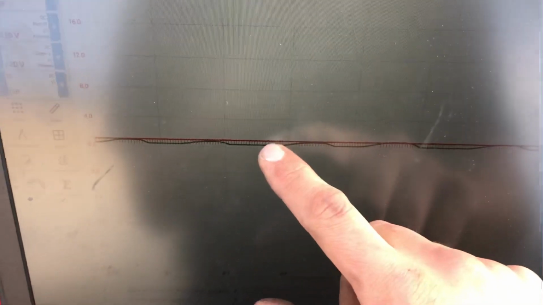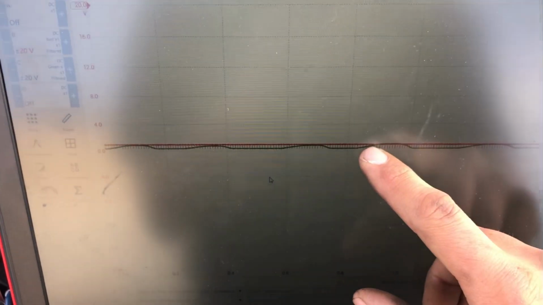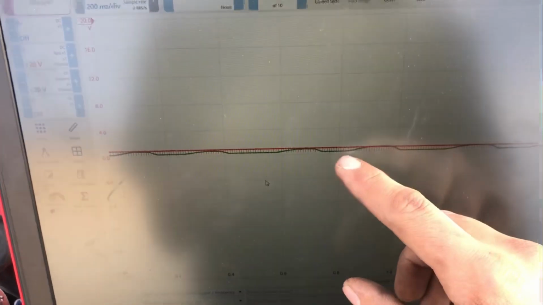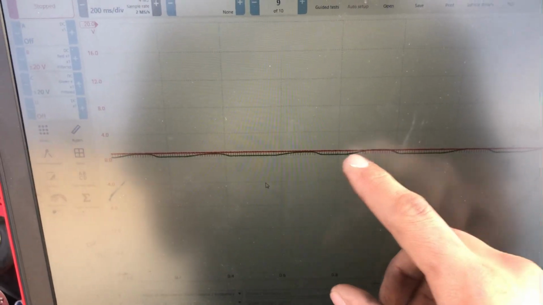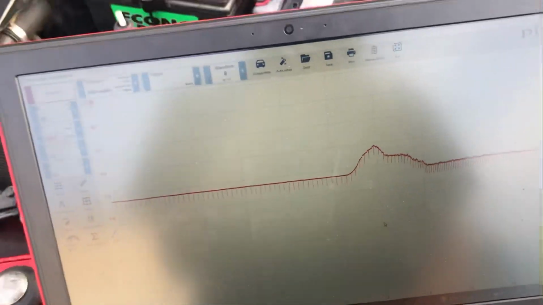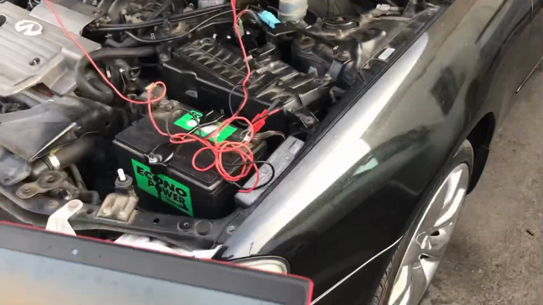So there is my mass airflow in red and my throttle position in green. I would snap my throttle, I'd hear it open. I know it's physically opening, and the sensor would see that it opened as well. And I had zero response from my mass airflow, and now I do. So that's basically it, guys.